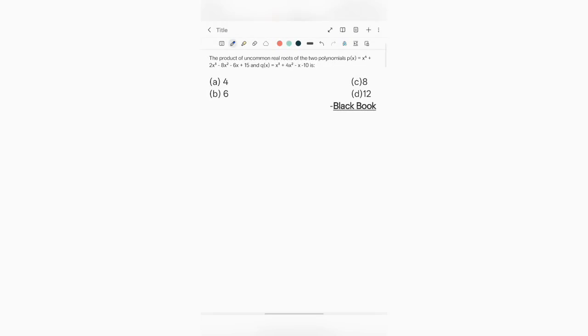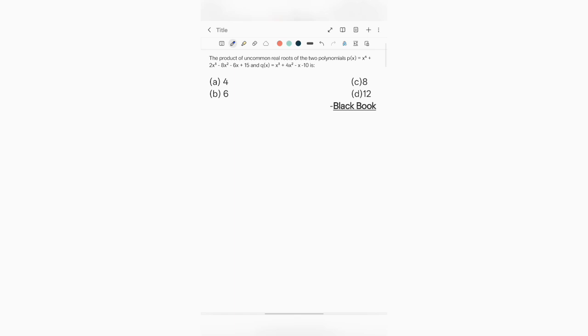Okay, so hello everyone. Today we are going to solve this quadratic equation problem taken from the black book. The question is: the product of uncommon real roots of the two polynomials x to the power 4 plus 2x cube minus 8x square minus 6x plus 15 and x cube plus 4x square minus x minus 10.